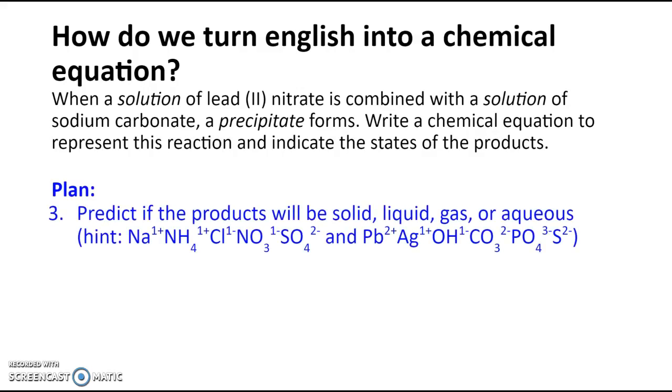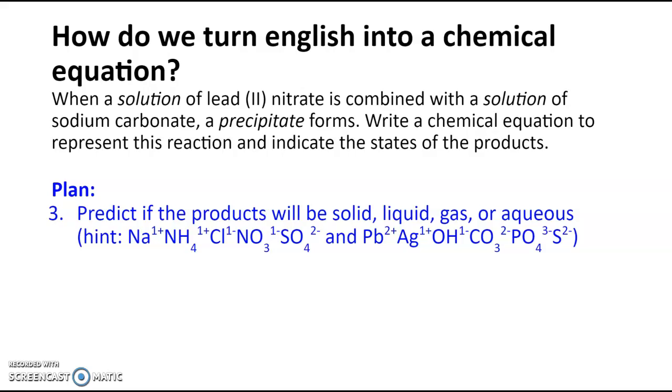For step 3, we need to predict if the products will be solid, liquid, gas, or aqueous. We know that one of them is solid because it tells us a precipitate forms. So we just have to figure out which one. To do this, we can use the solubility mnemonics. Remember, these lists are on your cheat sheet, so you'll always have them.